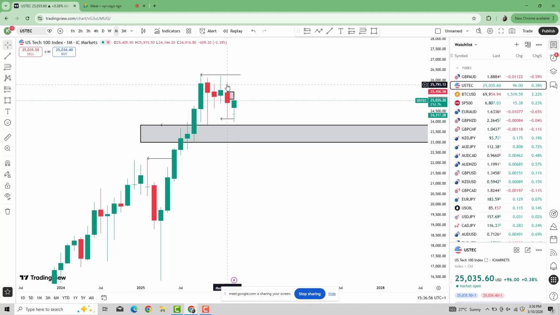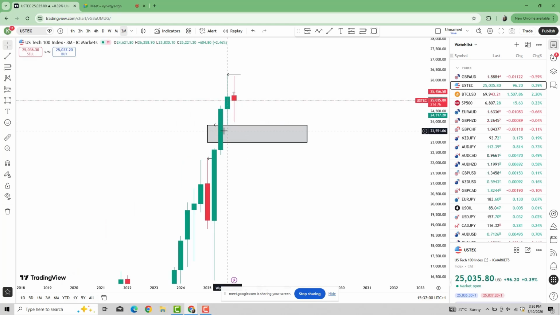So we want to continue capitalizing on this rejection, on this zone that is being resisted, or this supply or resistance zone, until what? Price taps into this what? Imbalance here for buyers to come in charge.